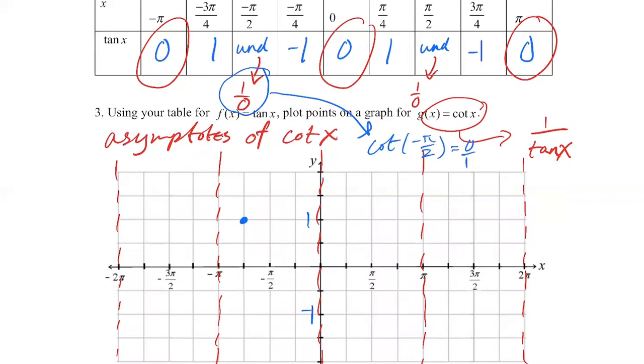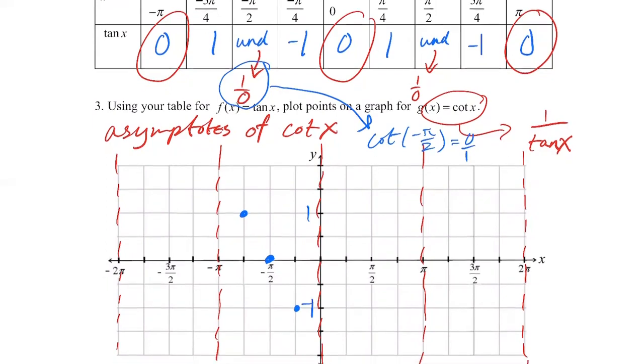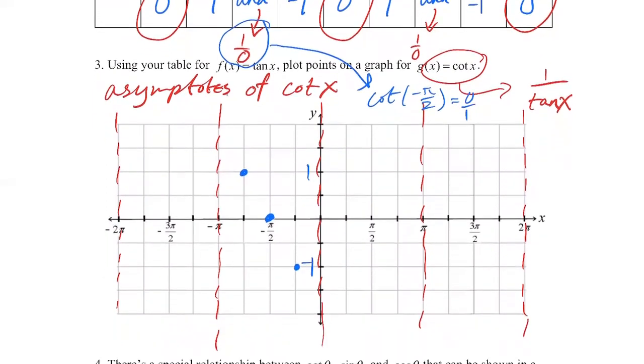Which is just 0. So there we go. And negative pi over 4, that's 1 over negative 1, that's still negative 1. Yay. So there's our first period of cotangent. We connect our dots smoothly. And there's a graph. Yay.